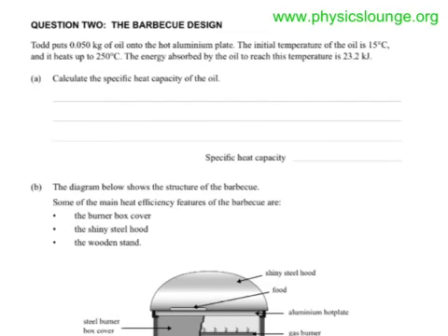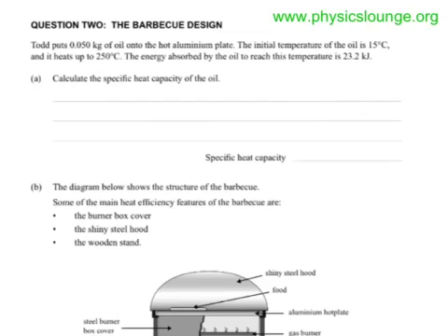Question 2 on heat is the barbecue design. We've got Todd putting 0.050 kilograms of oil onto the hot aluminium plate. The initial temperature of the oil is 15 degrees Celsius and it heats up to 250 degrees Celsius. The energy absorbed by the oil to reach this temperature is 23.2 kilojoules. A. Calculate the specific heat capacity of the oil.